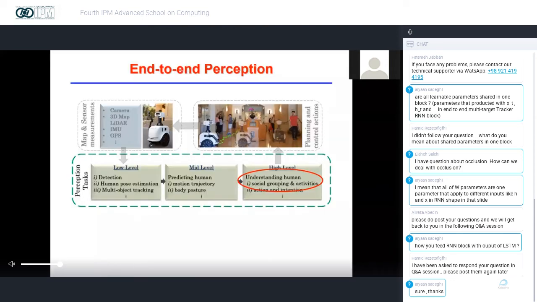Now we can detect humans, track them, and predict their motion and joint behavior in the future. Now we come to the very last stage: given all of this, how can we understand what humans do in the environment, not only considering individual behavior, but also looking at the more collective behavior of humans in the environment?